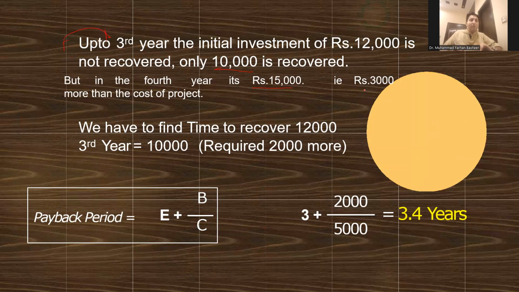And how much more have we recovered? 3,000. So simply our B is 2,000. Putting these values here, E is 3, B as we calculated is 2,000, C as we calculated is 5,000. So our payback period for this will be 3.4 years. So this is a case of uneven cash inflow.